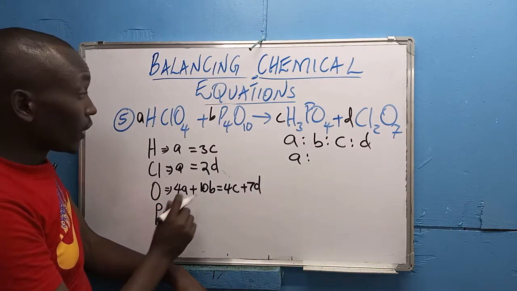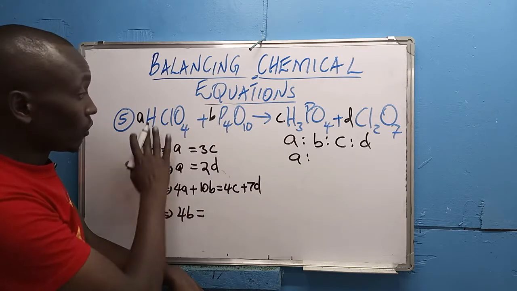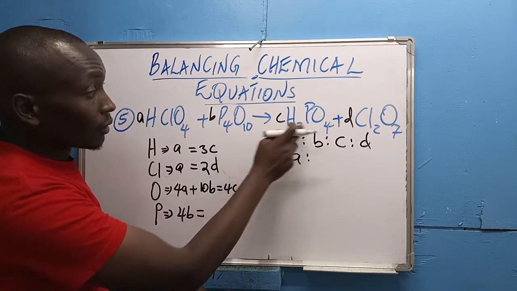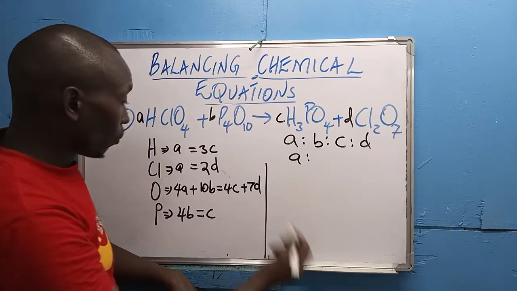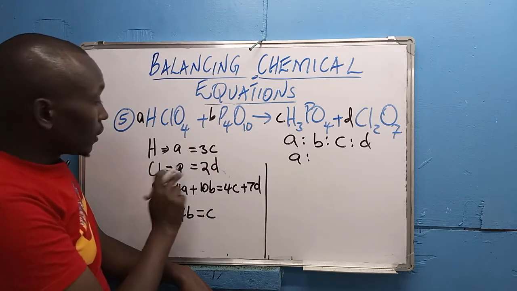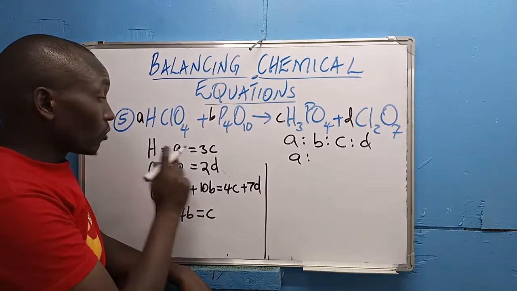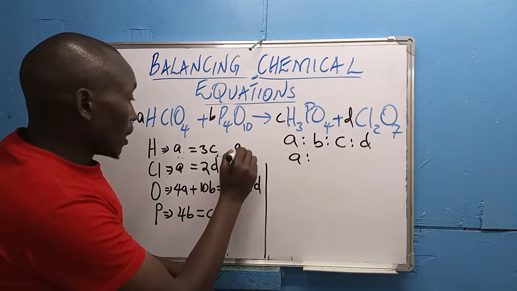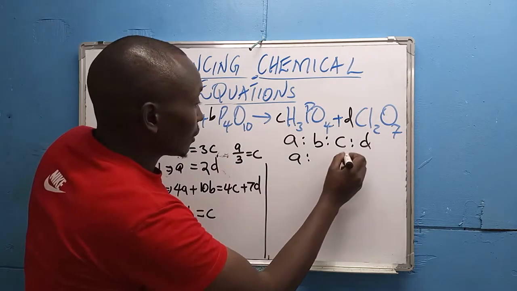If I talk about phosphorus, 4 times B equals, there's no other phosphorus, it is just 1 times C, that is C. And there's no other phosphorus there. So I can go ahead to solve. If I start with what I know, A is A. Look at this one. A is 3C. So I want to represent C in terms of A. Simply, I divide here by 3, I divide here by 3. A over 3 equals C. So C here is A over 3.